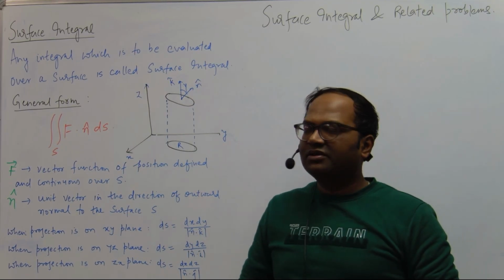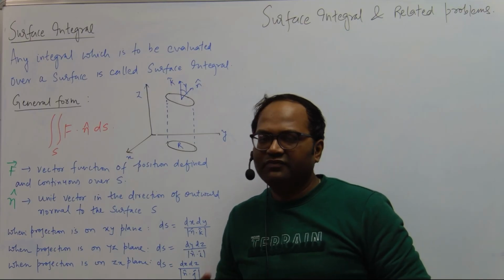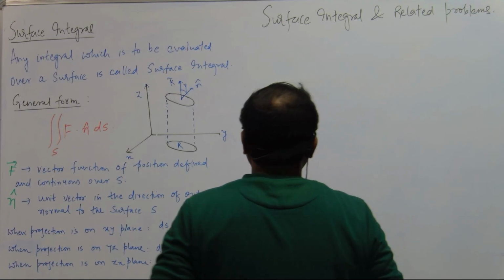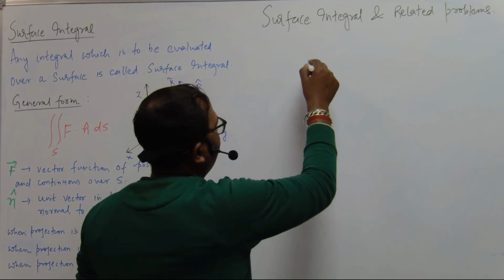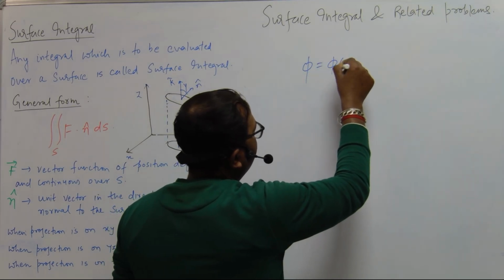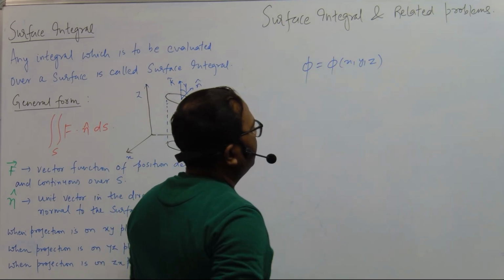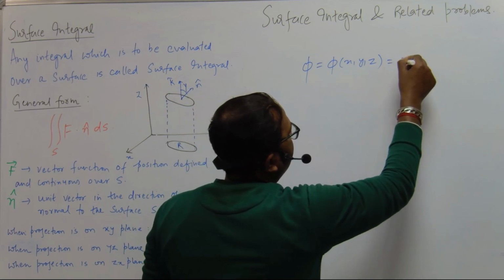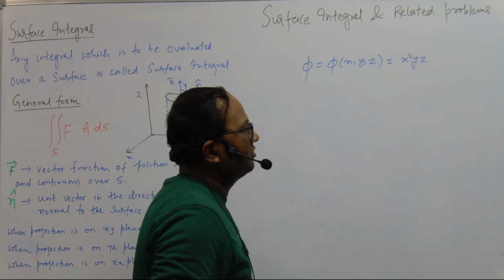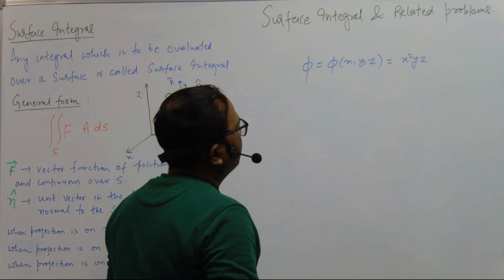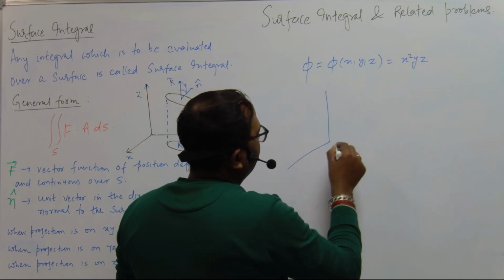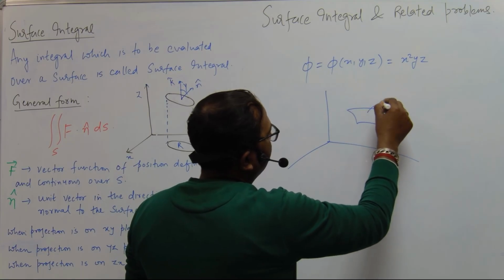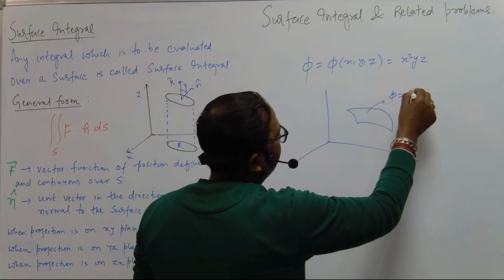So, what is a surface integral? Any integral which is to be evaluated over a surface is called a surface integral. Let us take an example. Let us take a function phi, which is a function of x, y, z. Let us take this function as x square y z. Any function in terms of x, y, z represents a surface in 3D space. This is a surface, that is phi is equal to x square y z.